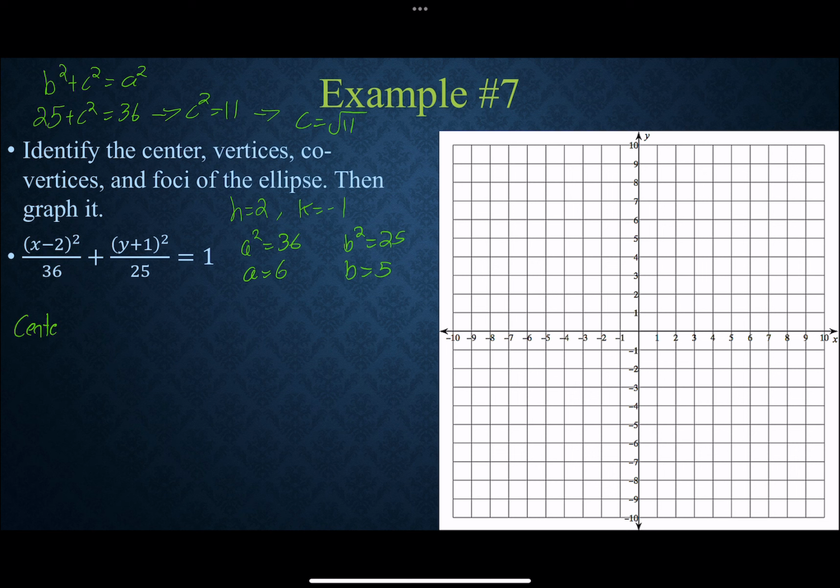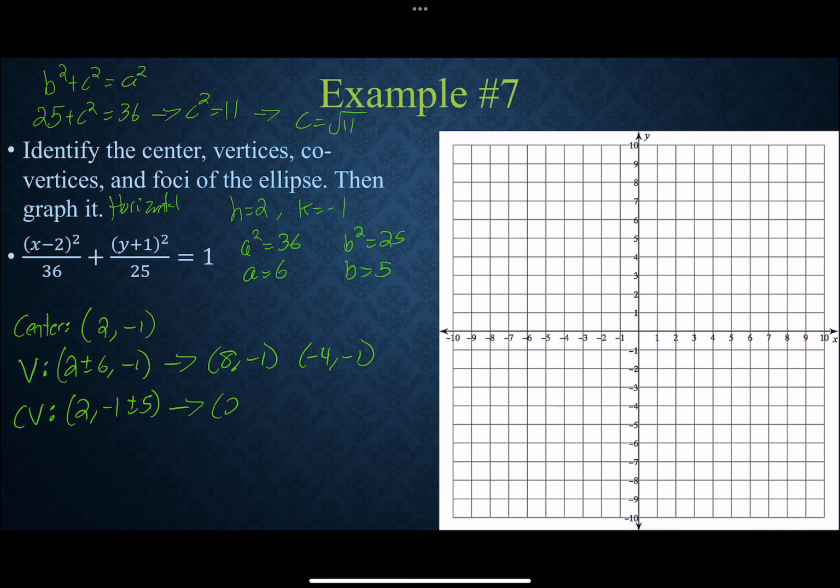So our center is simply h and k. So it'd be (2, -1). Our vertices, well, we need to figure out whether it's horizontal or vertical, because we need to know whether I'm adding a to the x's or adding and subtracting a to the y's. Well, the larger number, 36, is underneath the x expression, so this is going to be horizontal. So I'm going to add and subtract a to the x coordinate. Doing so gives me (8, -1) and (-4, -1). For the co-vertices, I'm going to add and subtract b to the y coordinate, the opposite. So it's (2, -1) plus or minus 5, giving us (2, 4) and (2, -6).